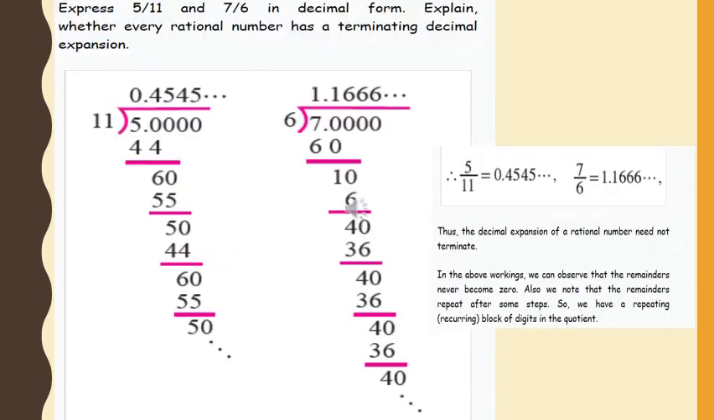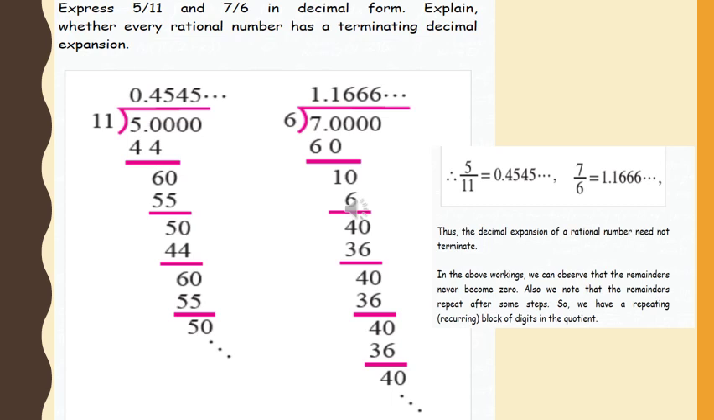Two examples here, 5 by 11 and 7 by 6. I have shown you the division process also. For 5 by 11, you can see the digits 45 are repeating, and this process will keep going on. It will not terminate. Similarly, in 7 by 6, the digit 6 is repeating. So these will be rational numbers, but the decimal expansion kind will be non-terminating but repeating.